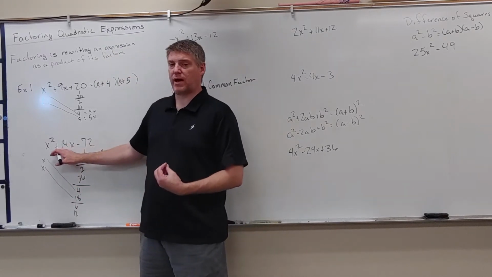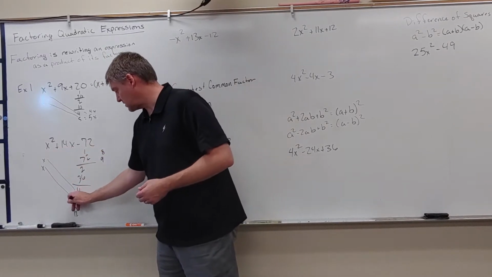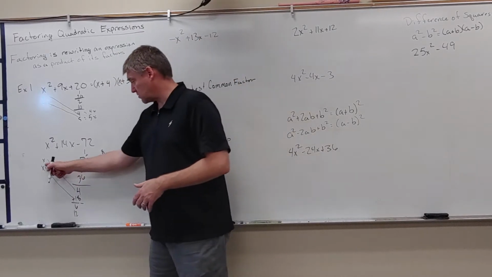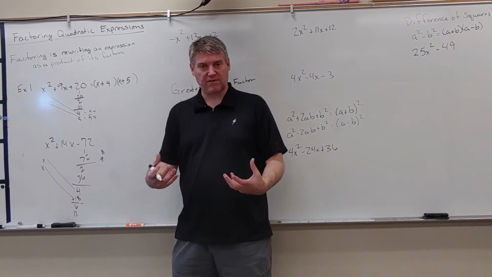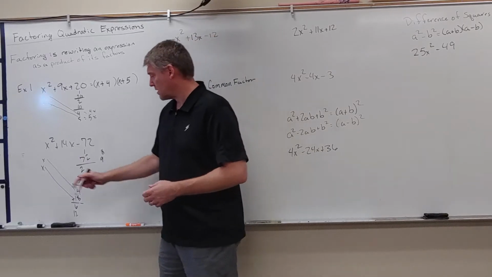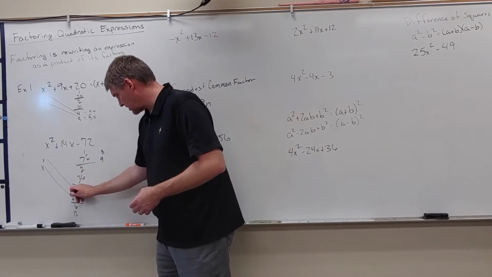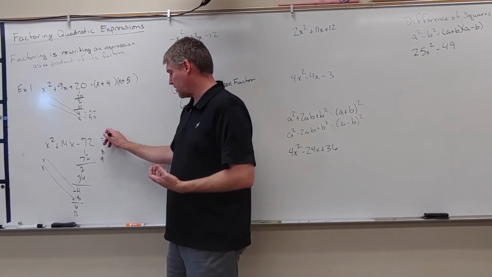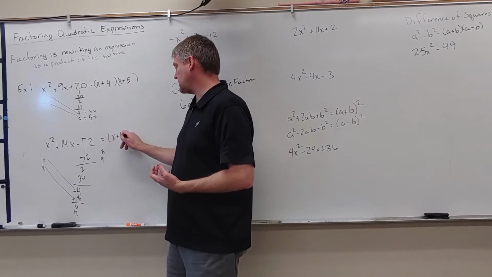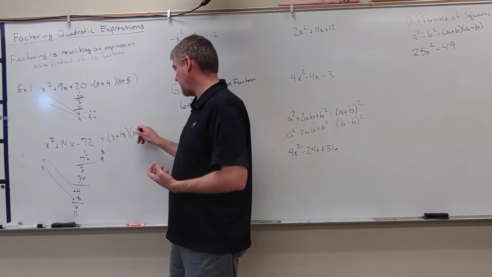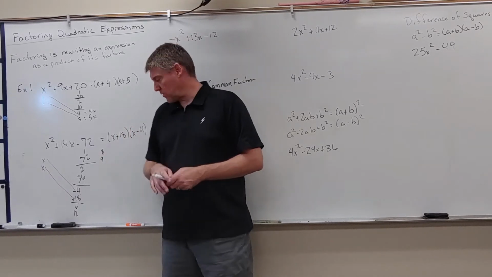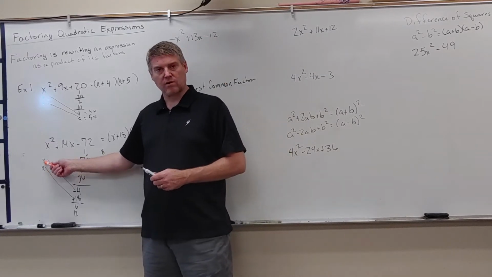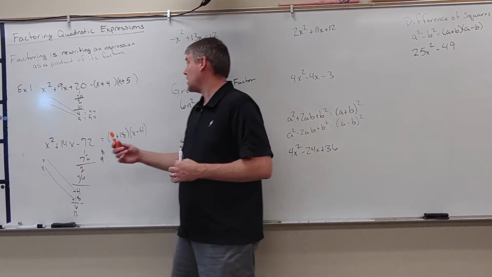Notice it's a positive 14, so that forces my larger factor product to be positive. So x times 18, the coefficient has to be larger, and x times 4 is going to be negative. So now I know my factors: x plus 18, x minus 4. We didn't really care which x went in which parentheses.